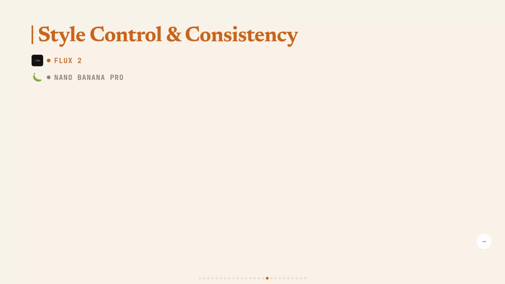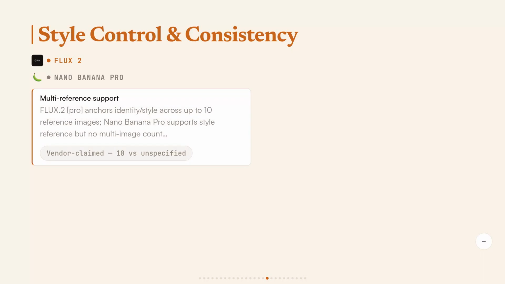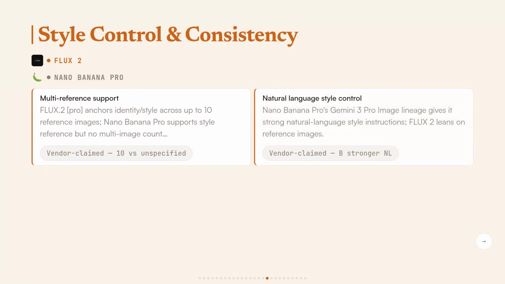Nano Banana Pro supports style reference too, and its real edge is natural language style instruction inherited from the Gemini 3 Pro line. There's no published multi-image reference count to compare directly against FLUX 2's 10, though. Community guidance, again community reported rather than official, points to FLUX 2 Pro, specifically for commercial throughput that needs brand consistency, citing its 4 reference image support in typical workflows.